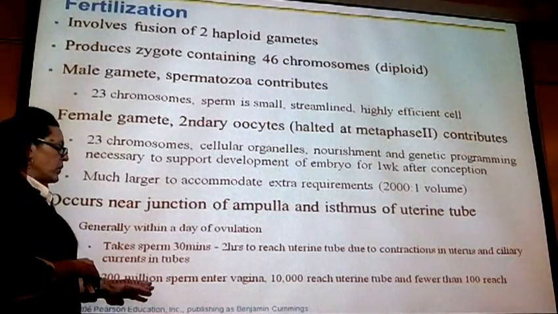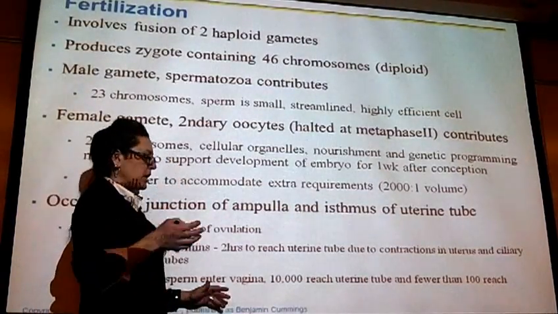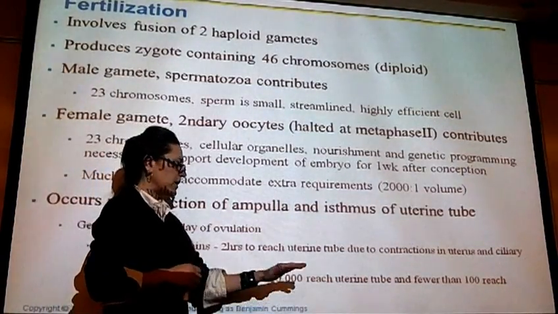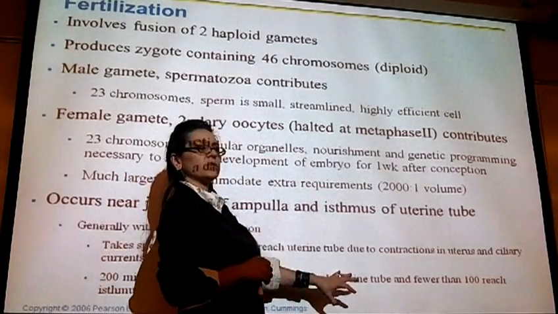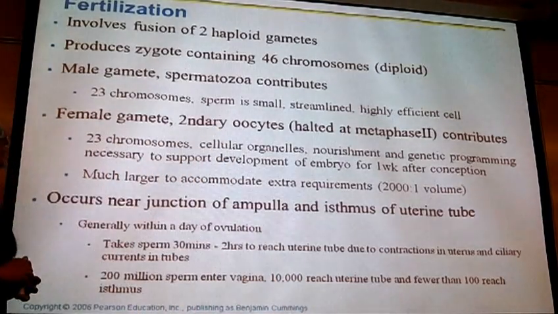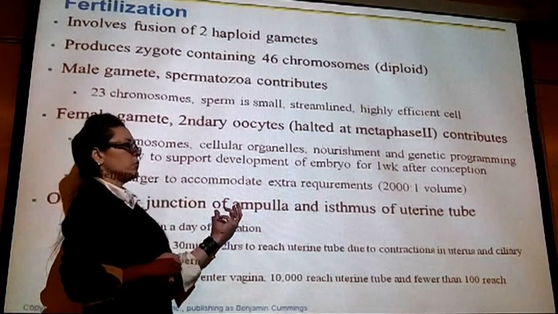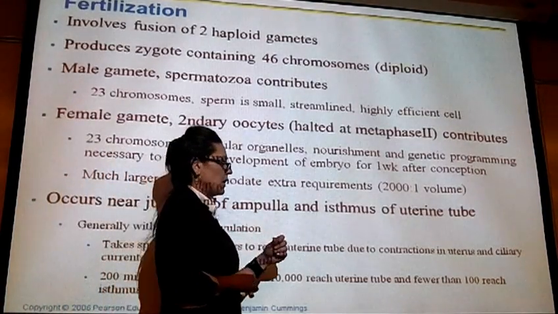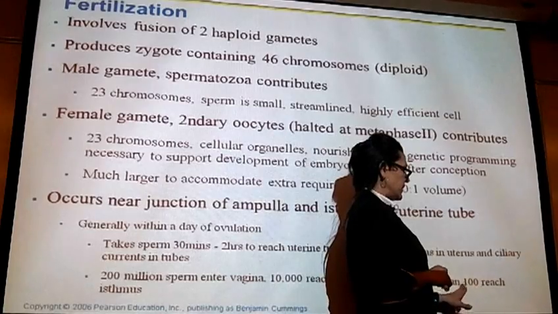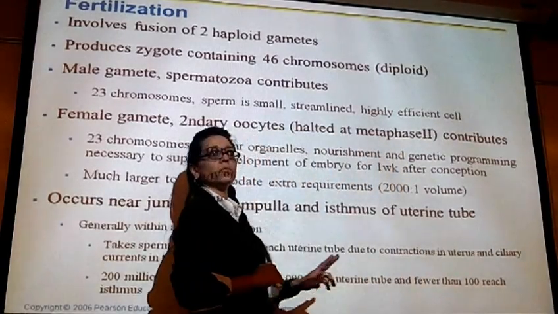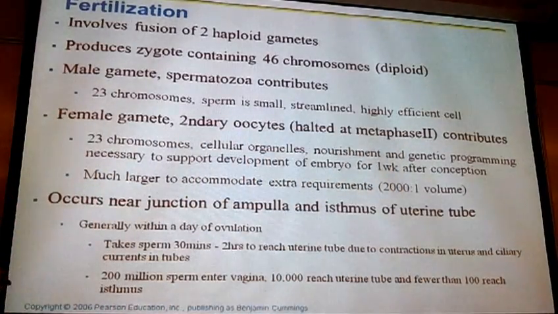So you've got around 200 million sperm, give or take, that enter the vagina. About 10,000 actually get up to the uterine tubes. And then fewer than 100 actually reach the oocyte. This number will vary. I've seen it up to like 1,000 that will actually get to the oocyte.